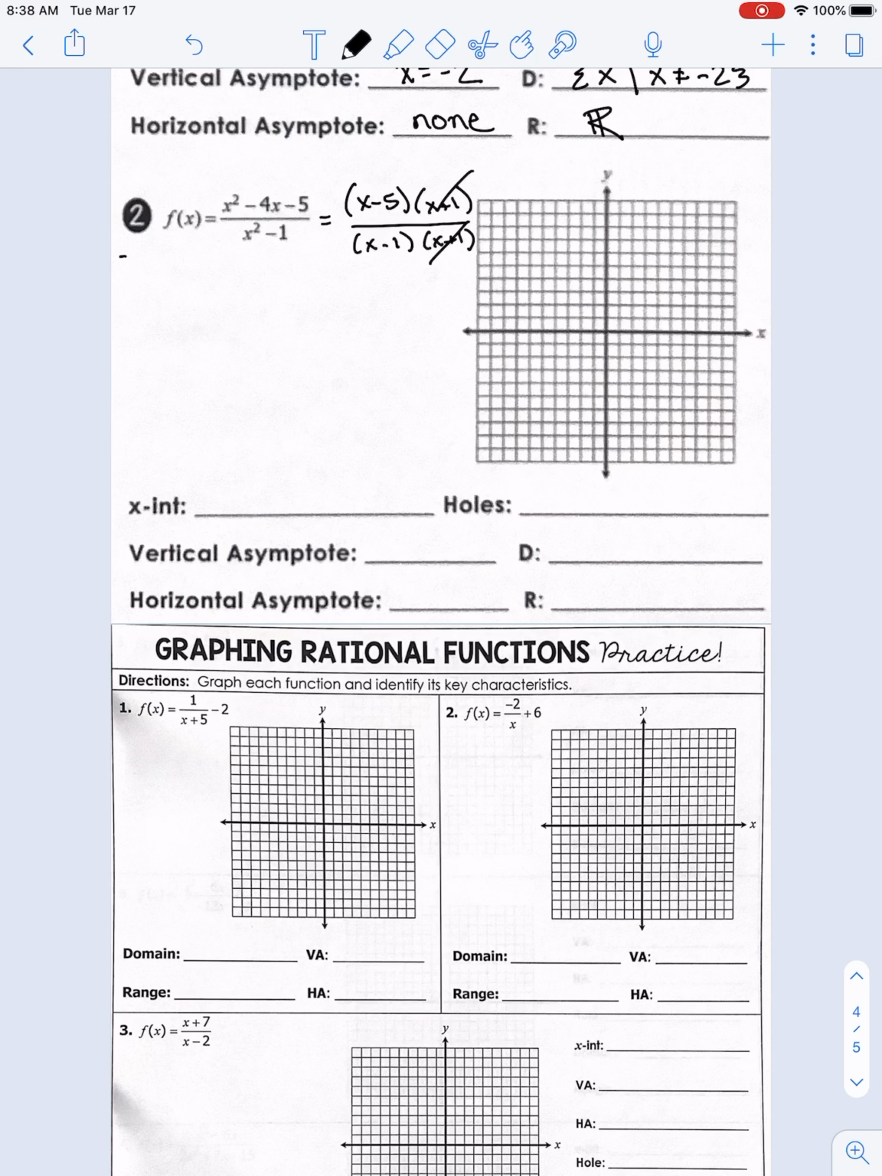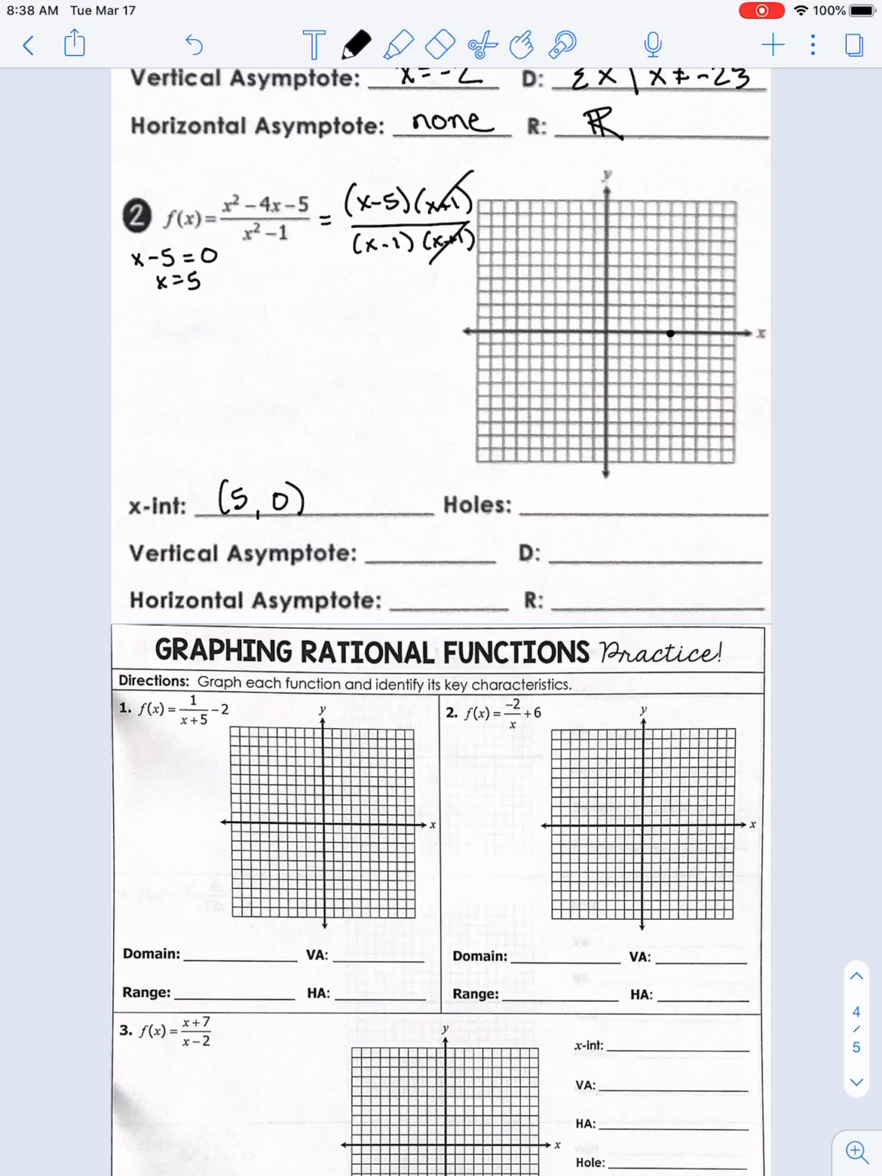Step 2 is figuring out the x-intercept, and that can be done by setting the numerator equal to 0. So if I set my simplified form, because that's much easier, equal to 0, then I get an x-intercept at x equals 5. I'm going to go ahead and put that on my graph. 1, 2, 3, 4, 5.